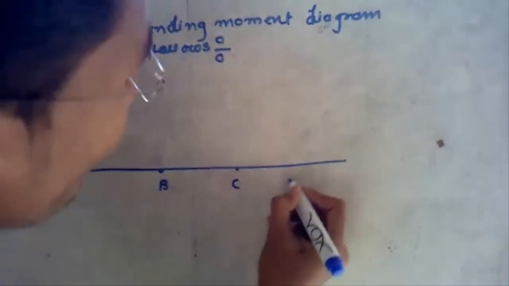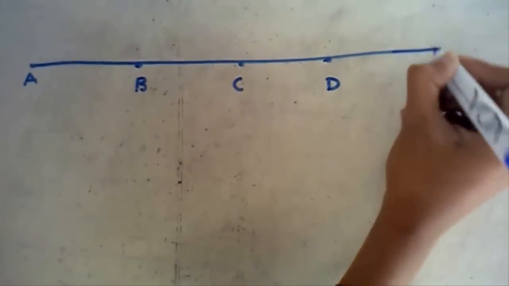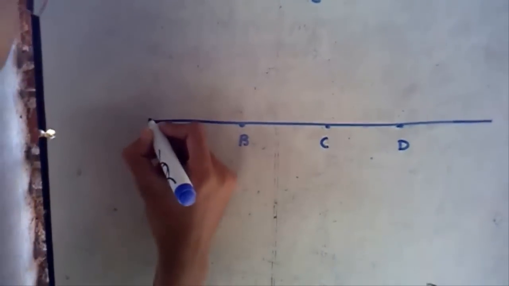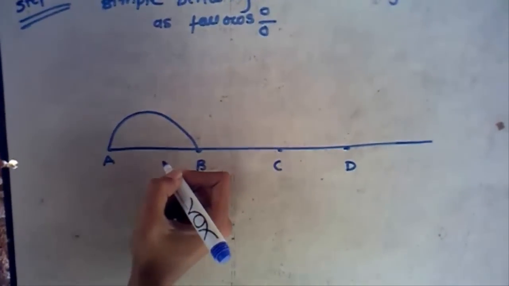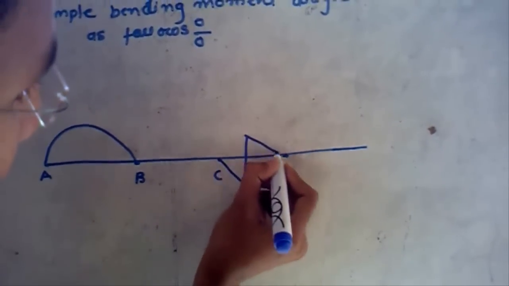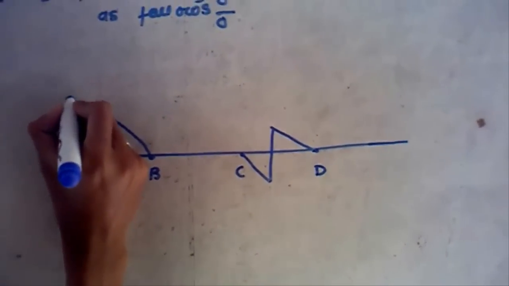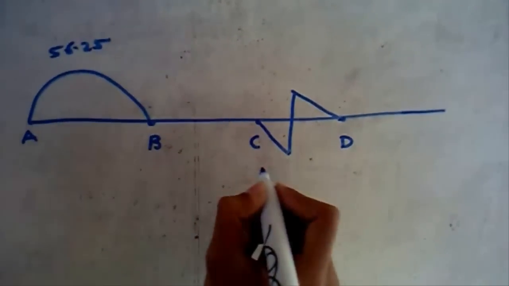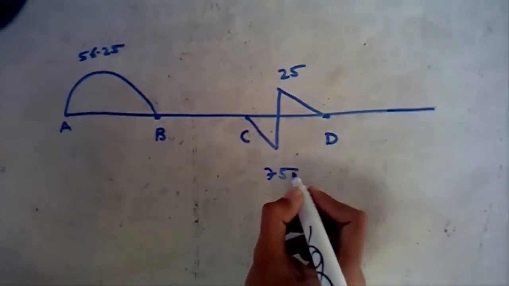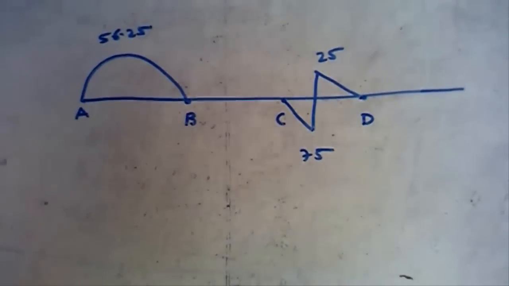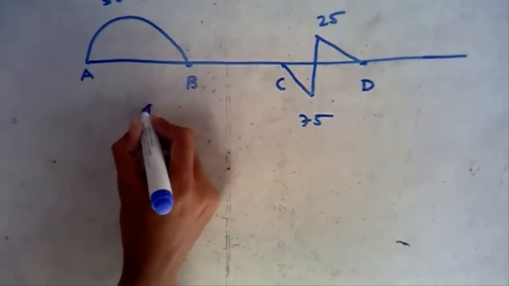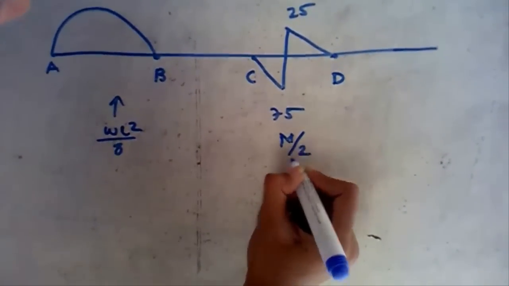So this distance is the overhang. Now draw the UDL, that means an arc, with the help of WL square by 8. This is the formula for drawing this parabola. Now a moment is present here, so that's why it is like that. It is positive clockwise, so it is 56.25, here is 125 and here is 75, because moment divided by 2. So this is the simply supported bending moment diagram. Here another WL square by 8 formula is used to determine this, and it is M by 2.